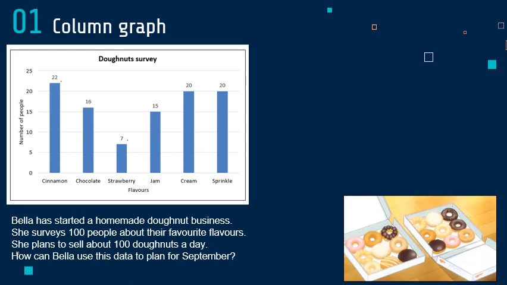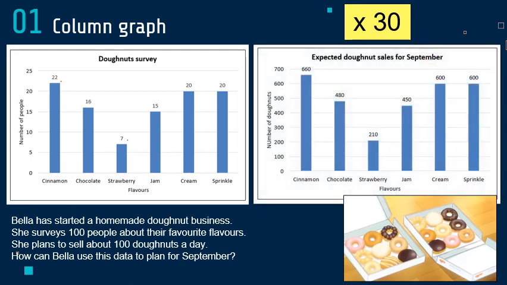So if this is a day and we want to find out what September is going to look like, well, we know that September has 30 days. So all we need to do is multiply this data here by 30. Once we've done that, we can put it into a column chart if we like, or you could put it into a table. And this is what the expected donut sales for September might look like.